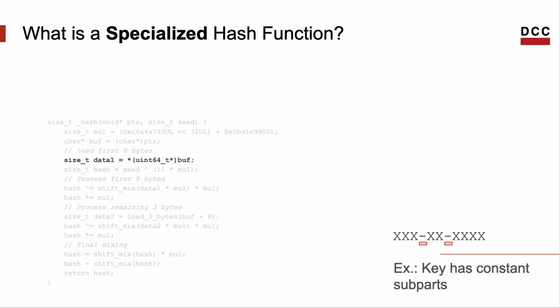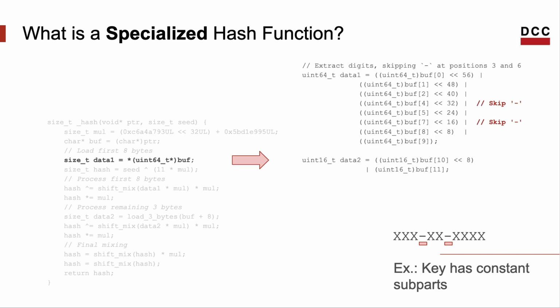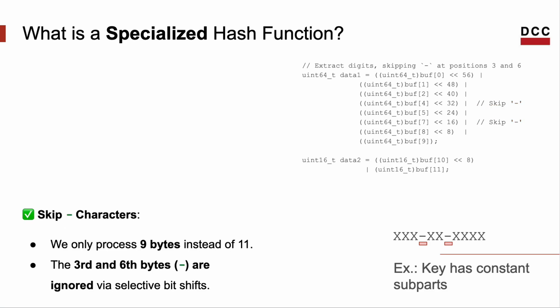Now let's assume that the key has some constant subparts, like the hyphens on the SSN. In this case, we don't have to load all the data. We can load only part of it because the hyphens will not really contribute anything to the hash. So we can remove that, we can skip that. And then instead of working with 11 bytes, we can work with 9.